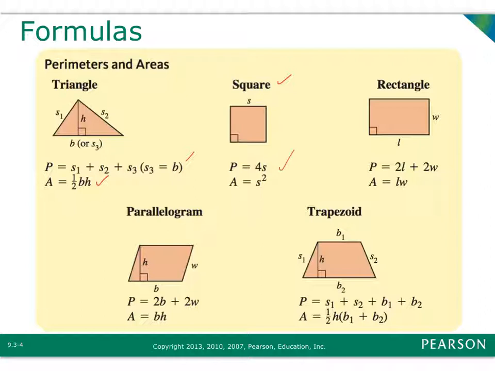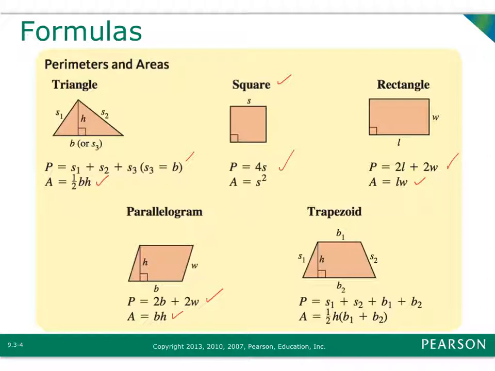The rectangle has a length and a width to it. So the perimeter is twice the length plus twice the width, and the area is just the length times the width. A parallelogram has a base and a width, and the perimeter is twice the base plus twice the width, and the area is just the base times the height.